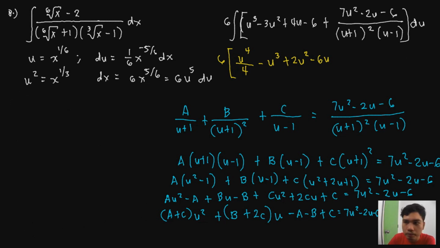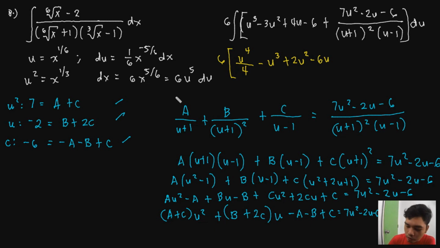Sipurahin na natin. Okay, so what we have here is for our u squared. Ano ba yung value ng u squared sa right side of the equation? So that is 7, and this is equal to, of course, a plus c. Ang atin namang u is equal to negative 2, and this is equal to b plus 2c. Okay. And then finally, ating constant, which is negative 6. This is equal to negative a minus b plus c. Okay, so we have 3 equations, 3 unknowns. Let's use the calculator to find all the values of a, b, and c.